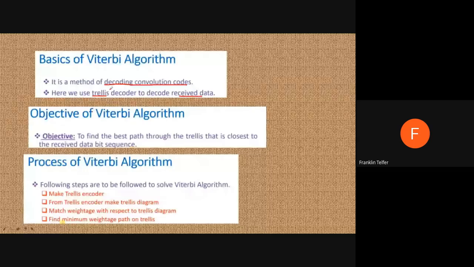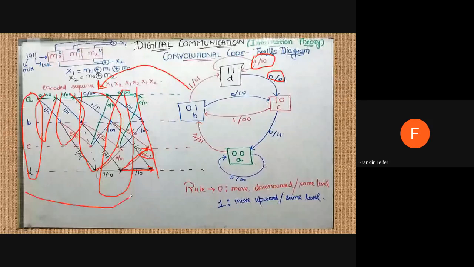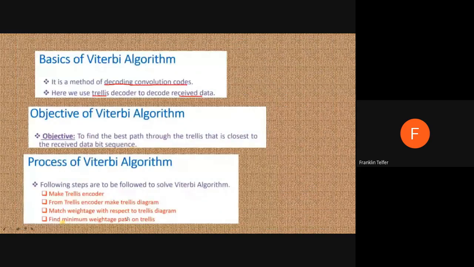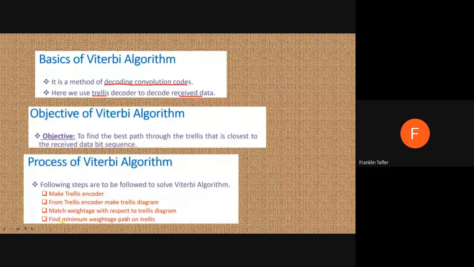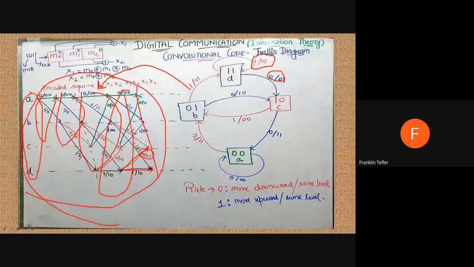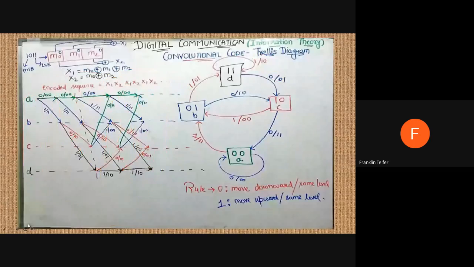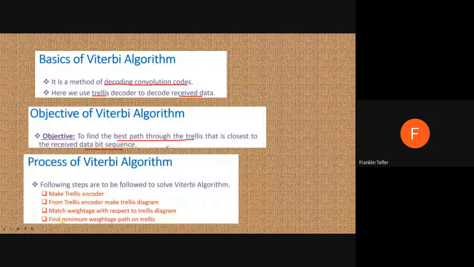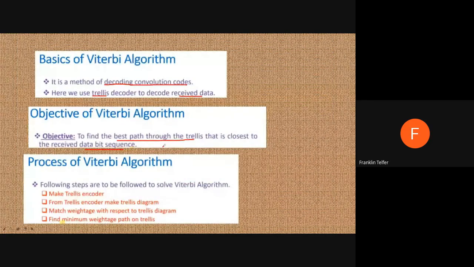This computation is more important for the decoding process. The objective is to find the best path through the trellis that is closest to the received data sequence. You need to trace a path from this trellis diagram, such that it is the best path with the least Hamming distance. It is closest to the received data sequence.